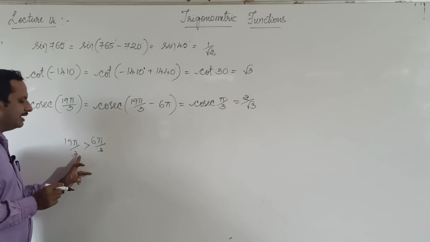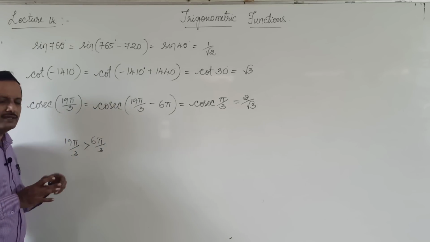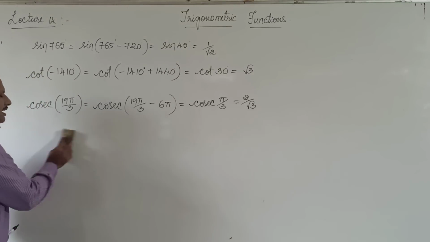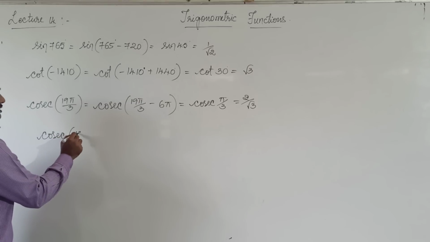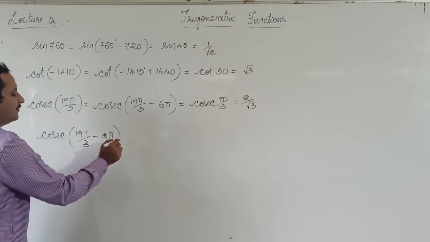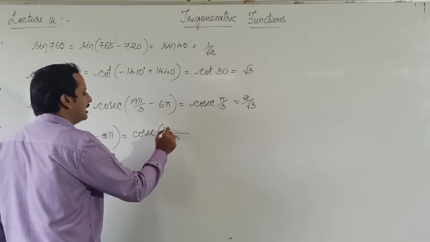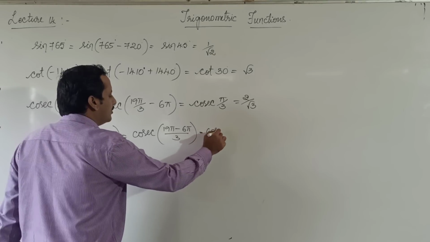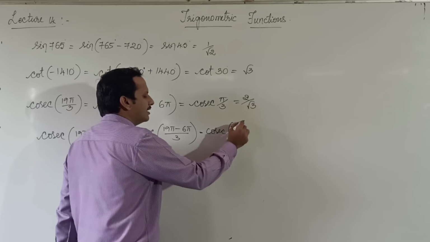So clearly 19 pi by 3 is greater than 6 pi by 3. This is greater than 2 pi. So what we do? We will subtract either 2 pi or any multiple of 2 pi. So if you don't know, then what to do? First you subtract 2 pi. 19 pi by 3 minus 2 pi. Take LCM. LCM is 3. So 19 pi minus 6 pi, 13 pi by 3 you get.